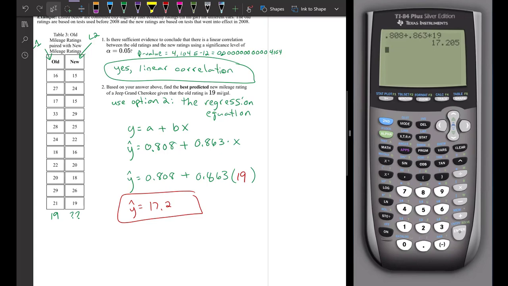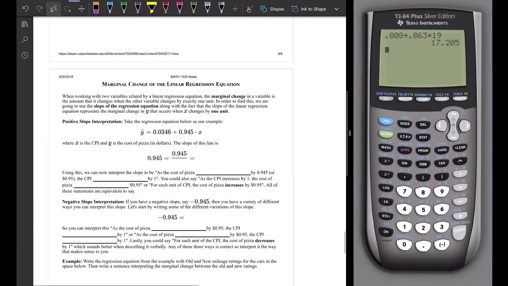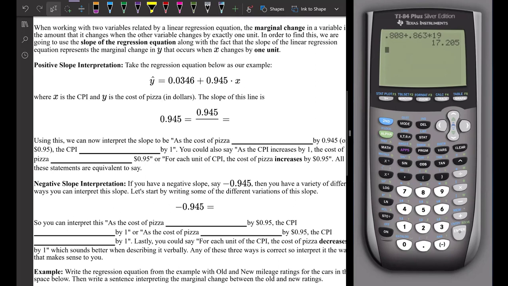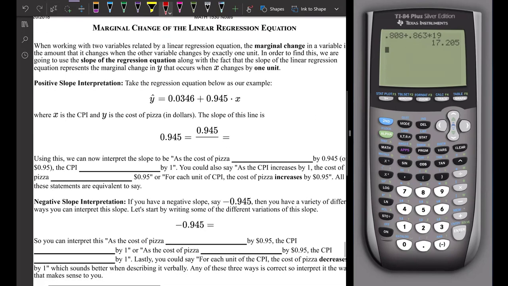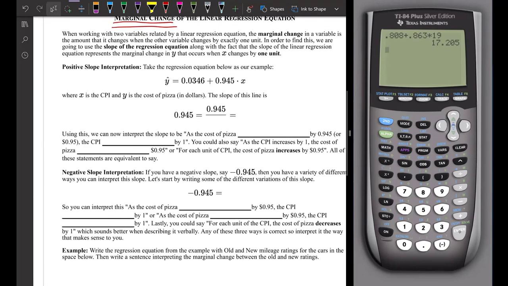Now, the only other thing I want to talk about is just interpreting the slope for your regression equation. And sometimes they'll call this marginal change in the homework, but if you remember, the slope, or the rate of change of your line, is always going to be the number beside x right there. So in this problem right here, it says there's a regression line where x was consumer price index and y was the cost of pizza.